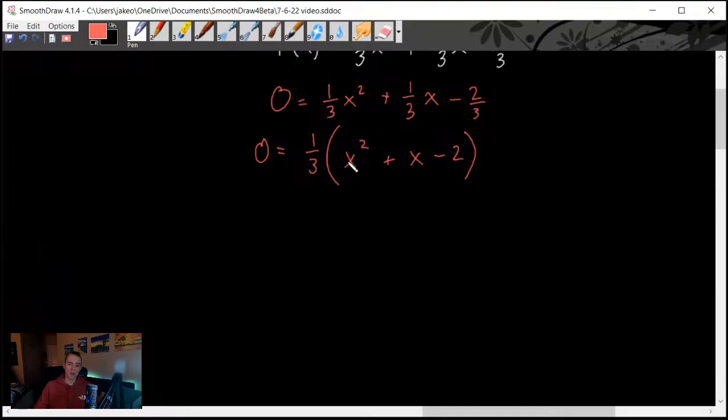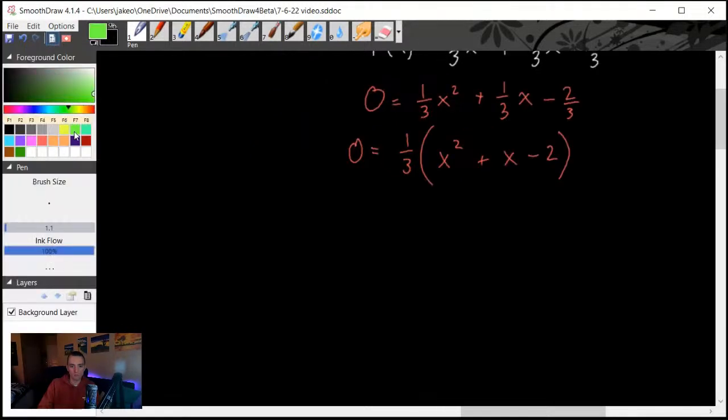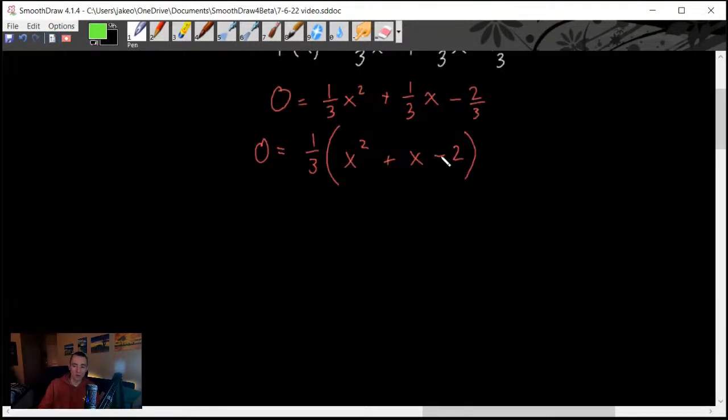Really, whenever the coefficient of your x squared term is just 1, or in other words, you don't have a coefficient, the 1 is just implied, you really just have to think about a list of numbers that will multiply to whatever this number is here and add to whatever your coefficient of your x term is. If there's no coefficient, it's implied that it is 1. So we need two numbers that multiply to negative 2 and add to positive 1.